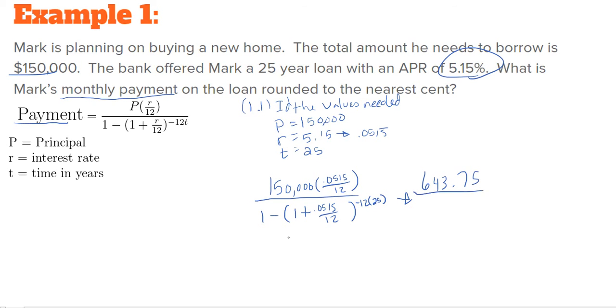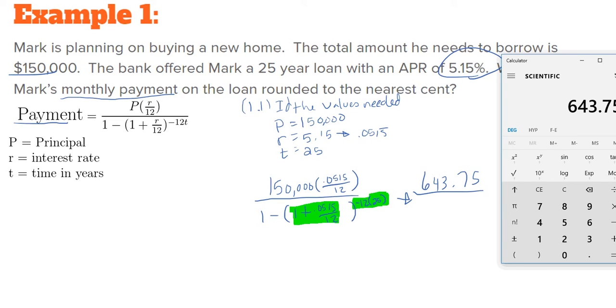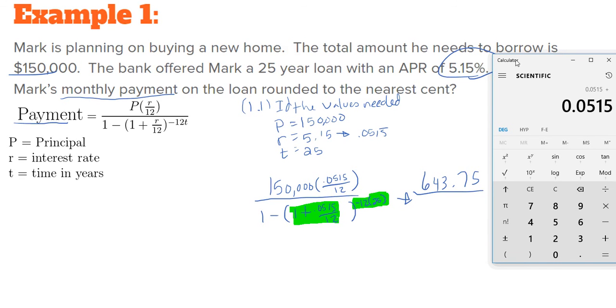Now on the bottom, we need to work our way out. So we're going to start with the inside, and then we're going to do this part right here, and then we're going to end up with doing 1 minus that. So let's start with 0.0515. We're going to add 1 to that. Oops, sorry, no we're not. We're going to do 0.0515 and then divide it by 12. And then we're going to add 1.